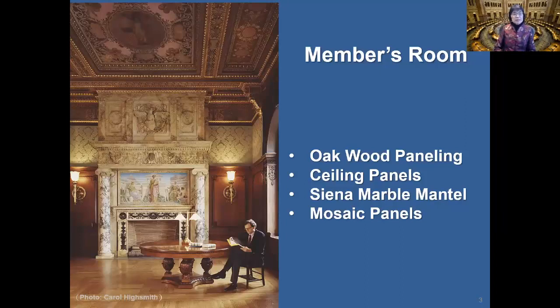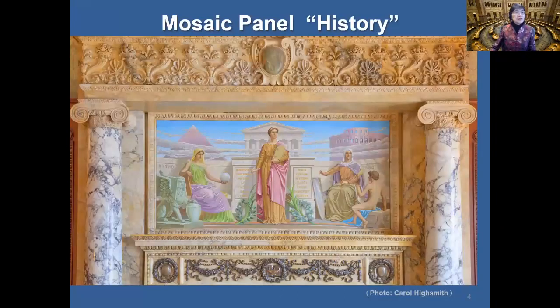Because the library was established for the members, they have a members room, pretty big. You might remember last time when I showed you the floor map, on one of the wings, there is a large room called the members room. It also has beautiful decoration: oak wood paneling, ceiling panels, a beautiful marble mantle and mosaic panels. Let's take a closer look at some of the art decoration.